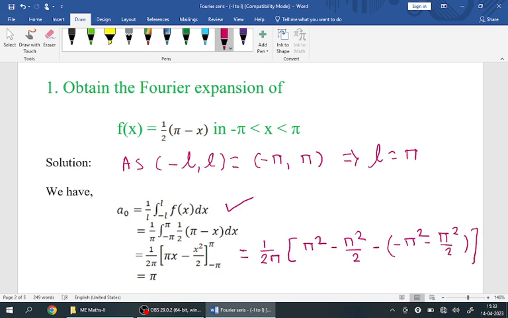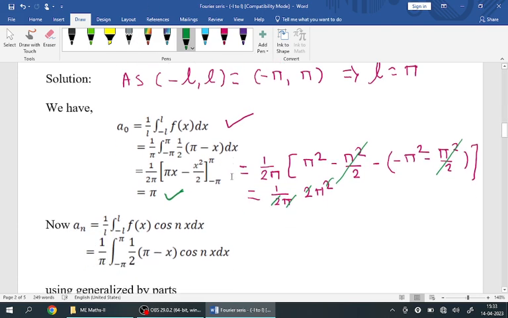You will observe the two terms get cancelled. Say this is minus pi square by 2 with a minus minus plus pi square by 2 gets cancelled, and we are left with this 1 upon 2 pi, 1 upon 2 pi, pi square plus pi square is 2 pi square. And you'll observe again this 2 gets cancelled, one of the pi gets cancelled, this 2 gets cancelled, one of the pi gets cancelled, and we're left with just pi. The pi is the value of a0. Okay. So this is the way you should calculate a0 first.